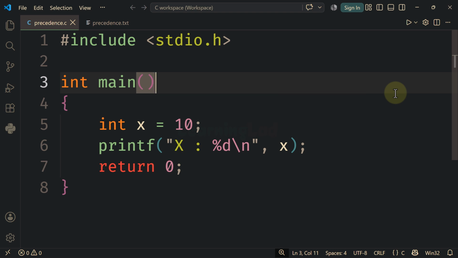Welcome to another C programming tutorial for beginners. In this video, we will discuss operator precedence and associativity.